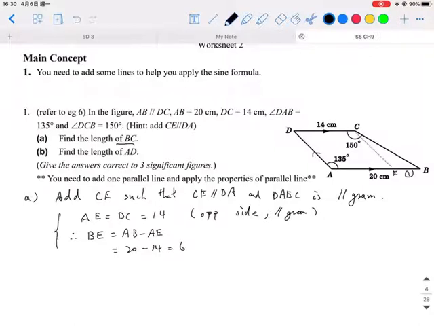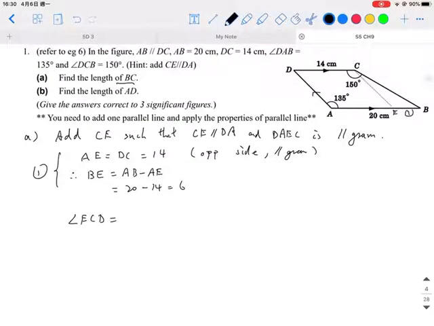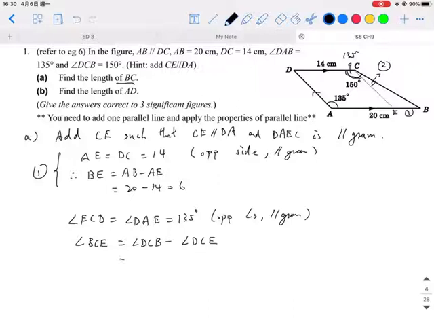Then BE is equal to AB minus AE, which is equal to 20 minus 14 equal to 6. This is the first one. For the second one, angle ECD is equal to angle DAE, which is equal to 135 degrees, and the reason is opposite angles of a parallelogram. Therefore this one is 15. So angle BCE is equal to angle DCB minus angle DCE, which is equal to 150 degrees minus 135 degrees, which is equal to 15.